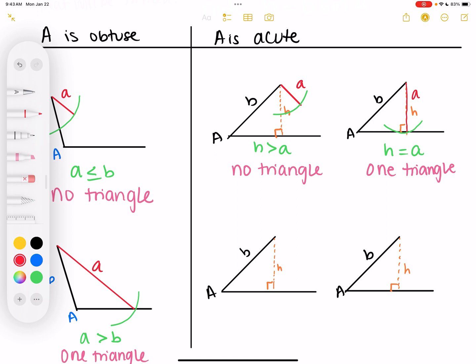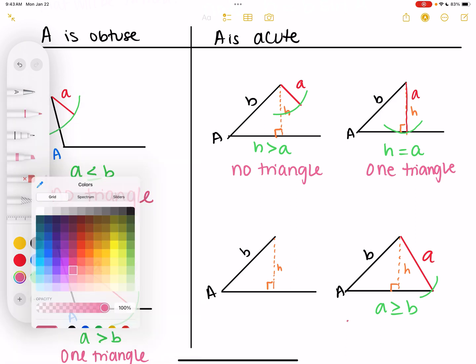I'm going to do this one next. Side A is over here. This one swings around and also hits only one time. So in this case, A is greater than or equal to B. This one doesn't involve H; it's the only one that doesn't involve H. In that scenario, we have one triangle as well.